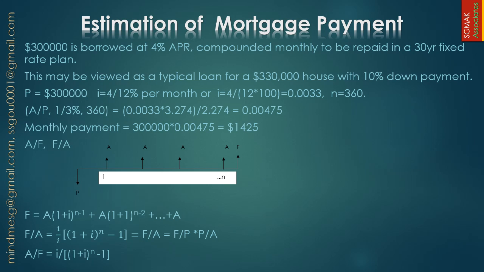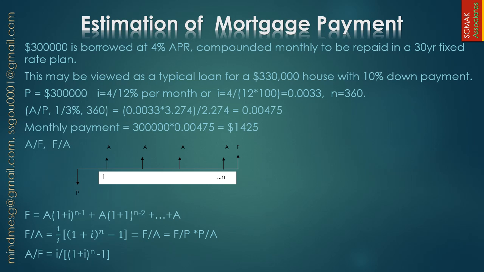Your plan is a 30-year fixed rate plan. That means you'll make 360 end of month payments. Your rate is fixed for the next 30 years. Sometimes you're given an opportunity to change the amount if the interest rate changes, especially if it drops. Otherwise, your annuity payment stays the same. This may be viewed as a typical loan for a $330,000 house with a 10% down payment. Now, some of you have maybe already purchased a house. If not, you'll do it soon.